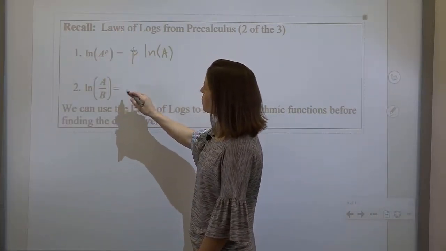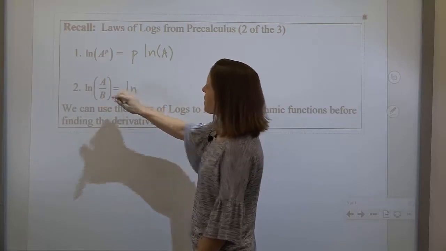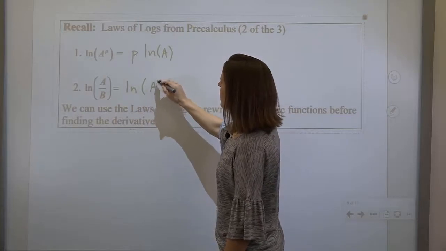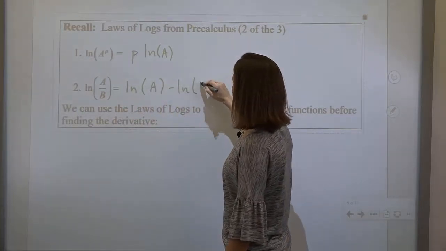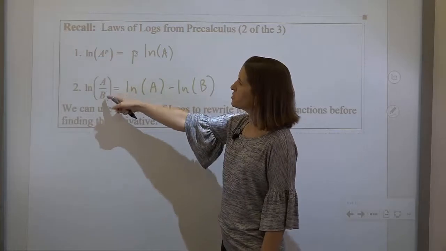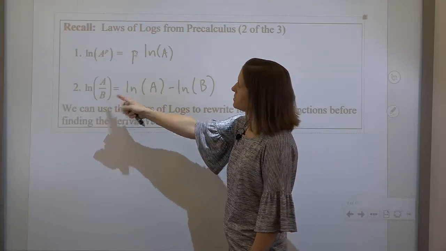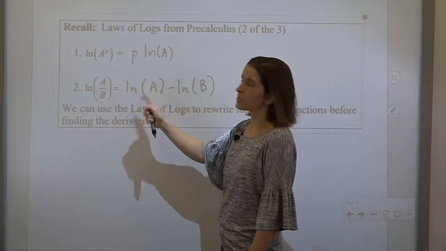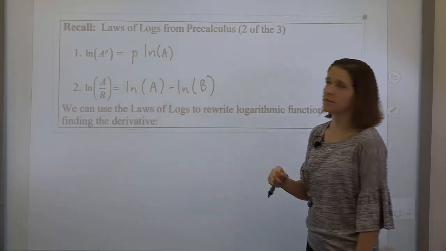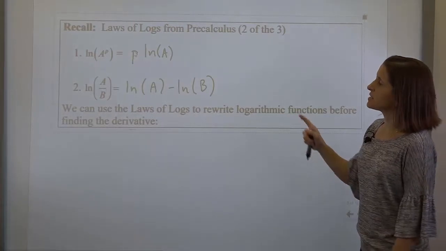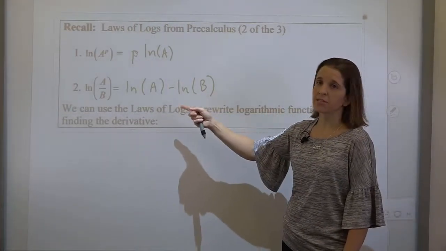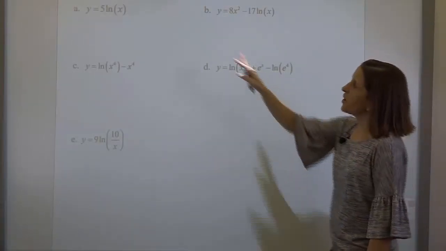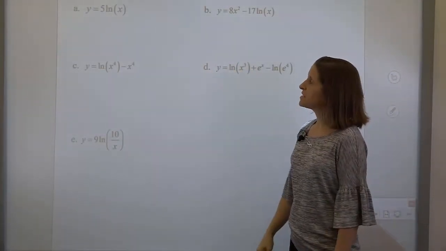Then the other rule that might come into play here is when you have division inside a single log. You get the log of the top minus the log of the bottom. So we have division within a single log, and it becomes subtraction of 2 different logs where the numerator always goes in the first logarithm and the denominator always goes in the second logarithm. So what we're going to see is that sometimes we want to do this before ever taking derivatives to then make the derivatives easier.